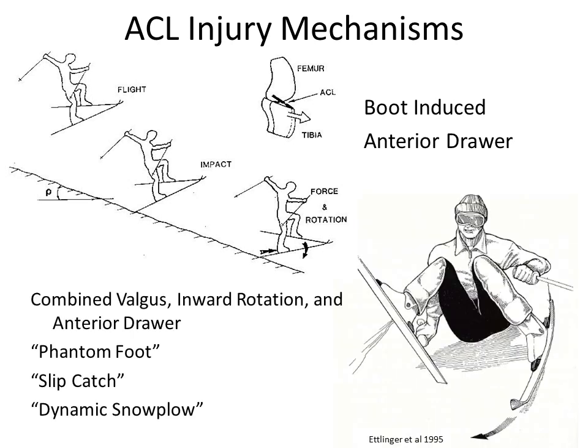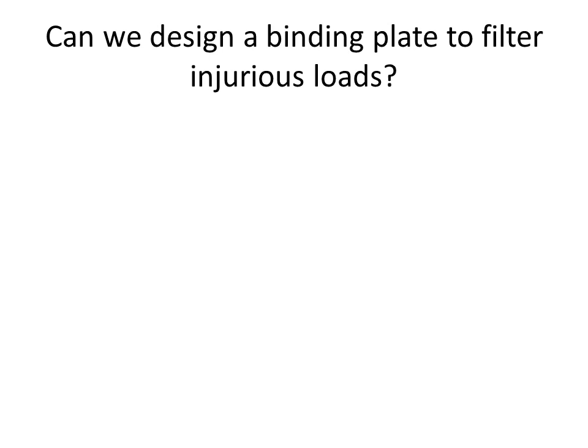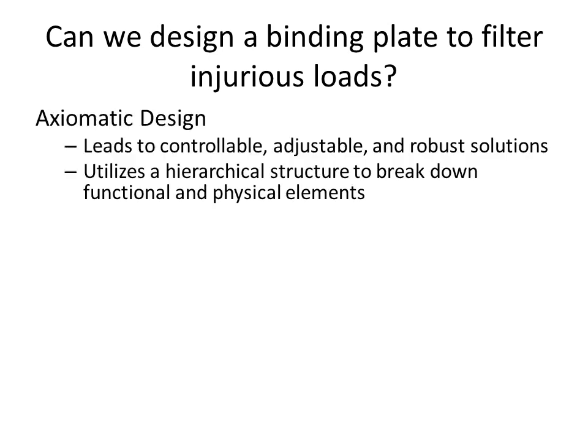The back of the ski boot transfers a force to the leg of the skier, which causes a shearing load at the knee. The second injury mechanism is a combined valgus, angular rotation, and anterior drawer. This is known as a phantom foot, slick catch, or dynamic snowplow injury mechanism. The question is, can we design new technology to help filter the injurious loads transferred to the skier?